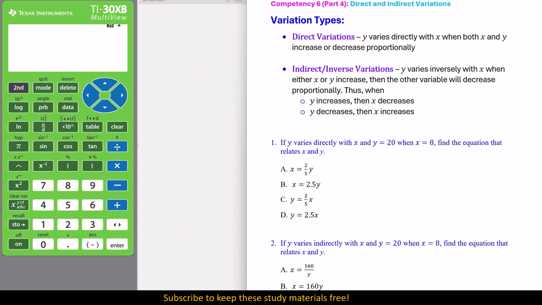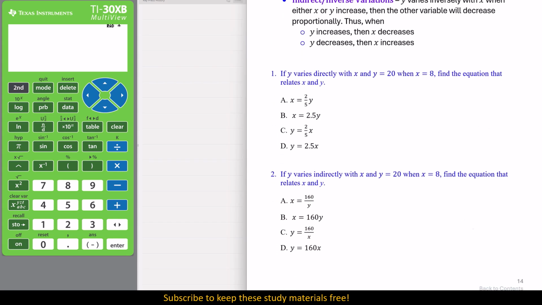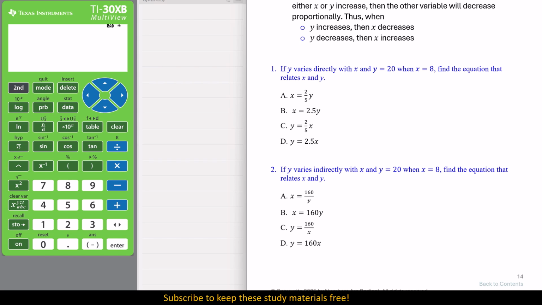Let's look at number 1. Okay, I'll go up here and give us some room. So if y varies directly with x, and y equals 20 when x equals 8, find the equation that relates x and y. So what you need to remember for this is that you're going to have y equals k, some constant, and then we have x.